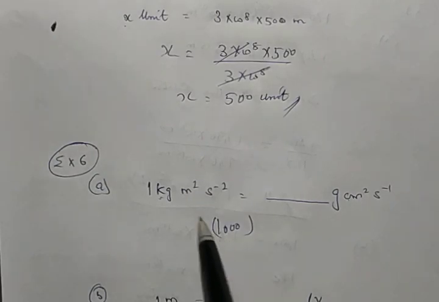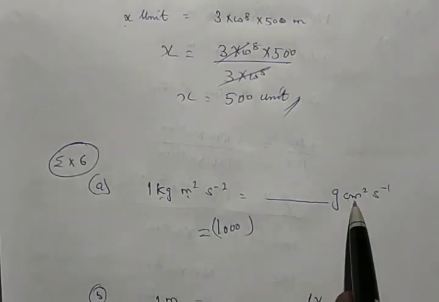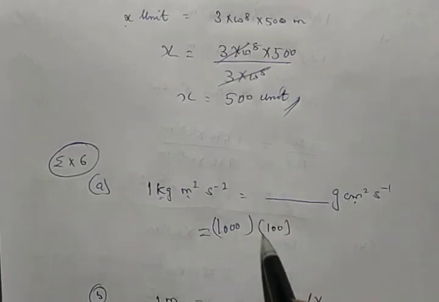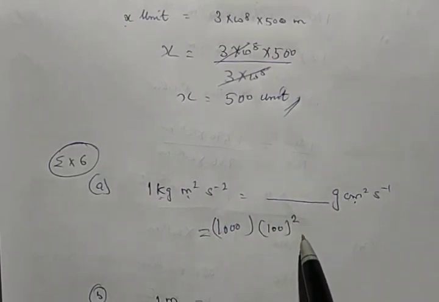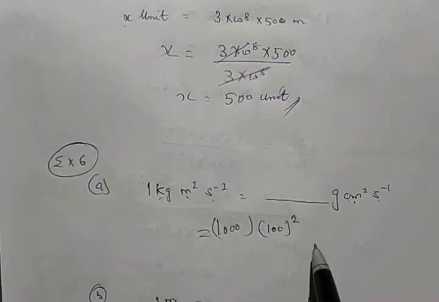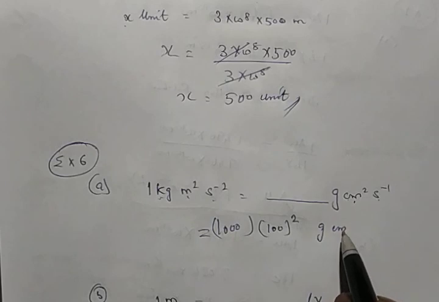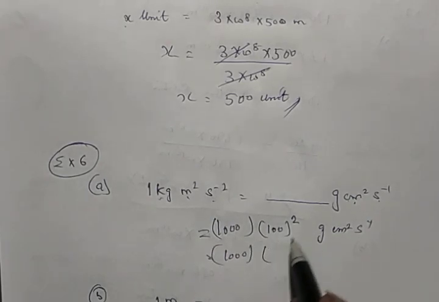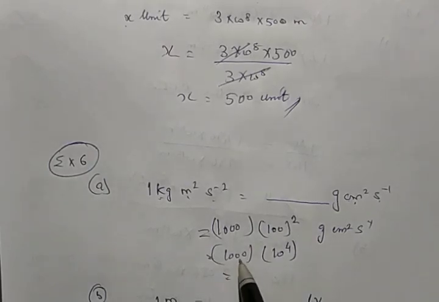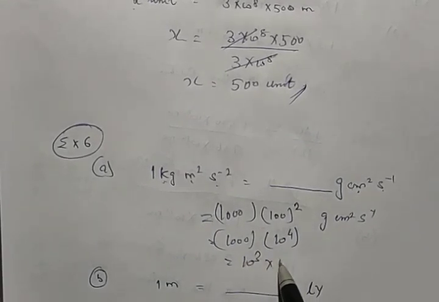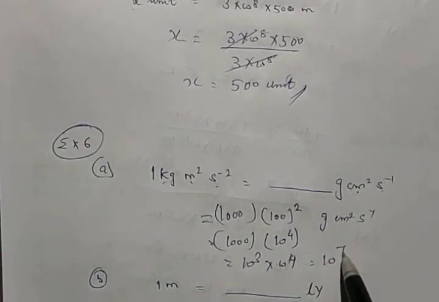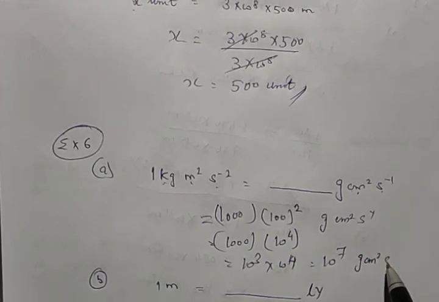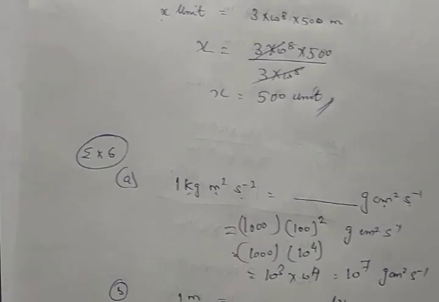1000 grams. Meter in terms of centimeter, how much will it be? 100 centimeters is going to be 1 meter. The square is also there. Second and second are the same. So in terms of gram centimeter square and second minus 1, this is going to be the conversion here. So 1000 into, this is going to be 10 to the power of 4 because of 10 square in this one, and this is 10 to the power of 3 and into 10 to the power of 4, that's going to be equal to 10 to the power of 7 gram centimeter square second minus 1. That's the one which is given here.